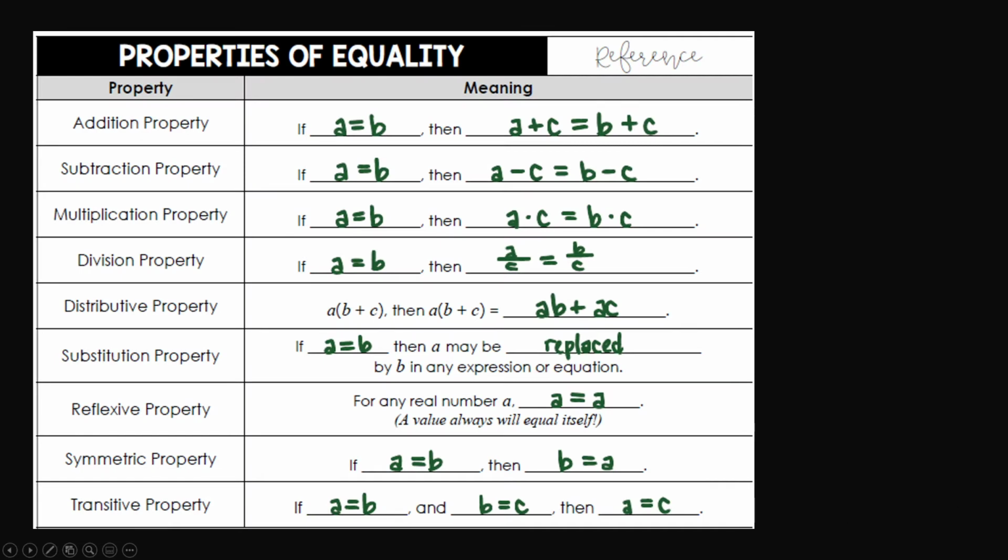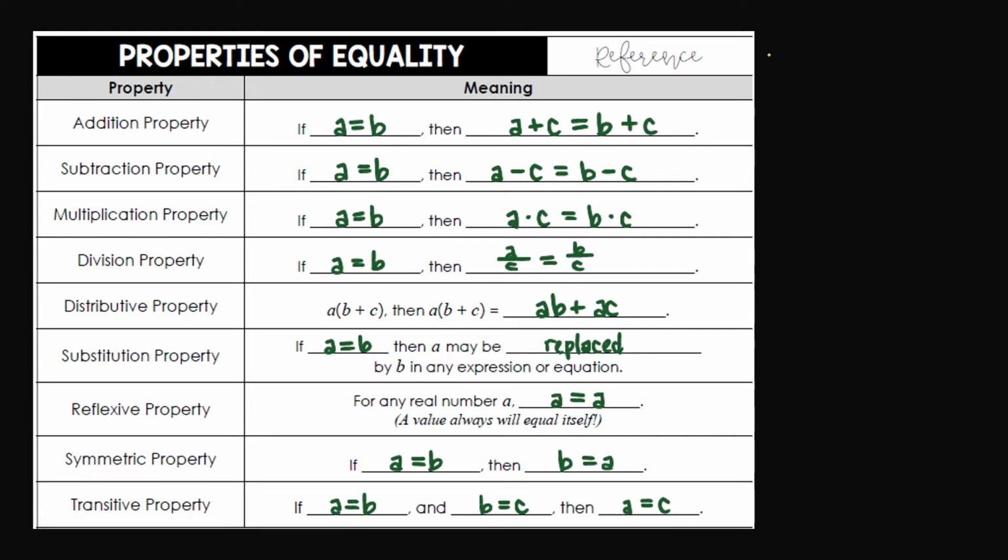So let's review the properties of equality. We use these all the time in algebra, and I will give you some specific examples of each one. So starting with the addition property: if A equals B, then A plus C equals B plus C. This means that we are adding something to both sides of the equation and it is still balanced.